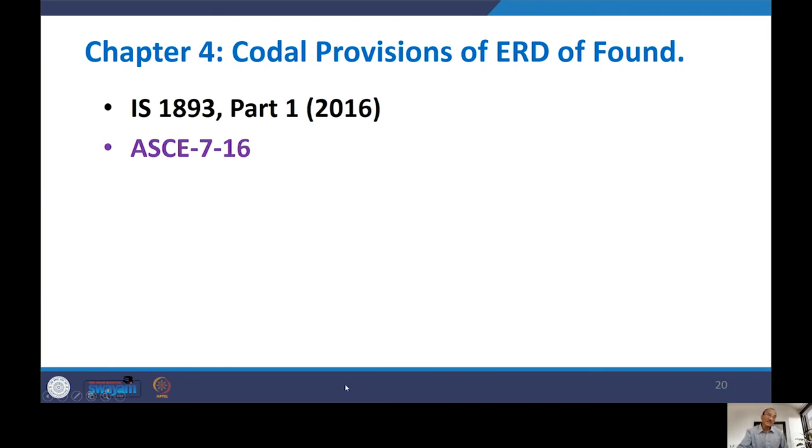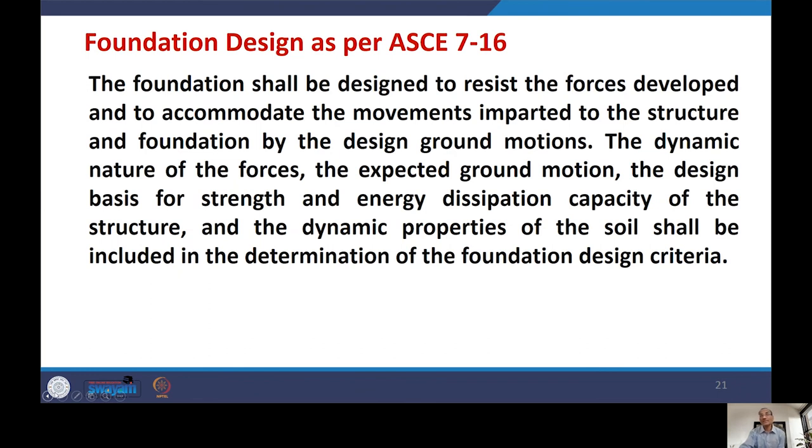Now let's discuss the provision given by the American Society of Civil Engineers, that is Part 7. Here the foundation shall be designed to resist the forces that develop and to accommodate the moments imparted to the structure and foundation by the design ground motions. The dynamic nature of the forces, the expected ground motion, the design basis for strength and energy capacity of the structure, and the dynamic properties of the soil shall be included in the determination of the foundation design. So when you have foundation design, all of these need to be included.